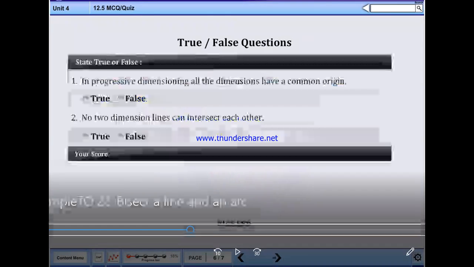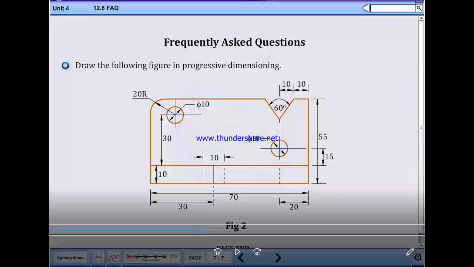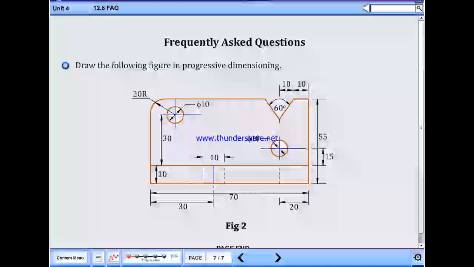Now, see the true or false questions. First one, progressive dimension. All dimensions have a common origin. Yes. In progressive dimensioning, all the dimensions have a common origin. True. No two dimension lines can intersect each other. Yes, it is also true. Now you note down the frequently asked questions. To redraw with all progressive dimensioning.